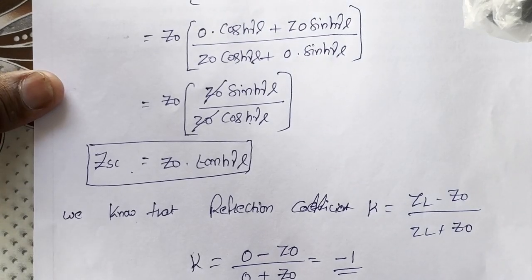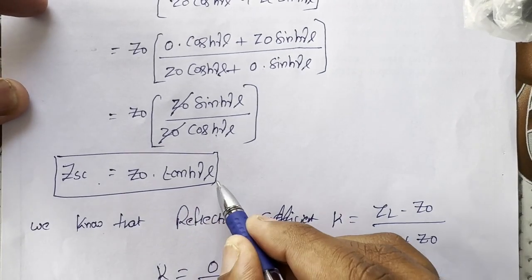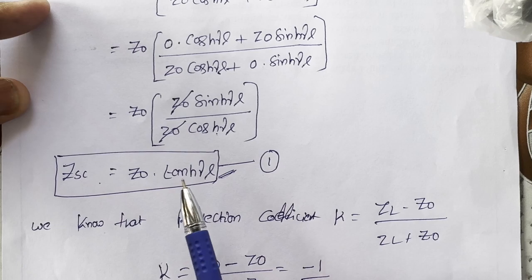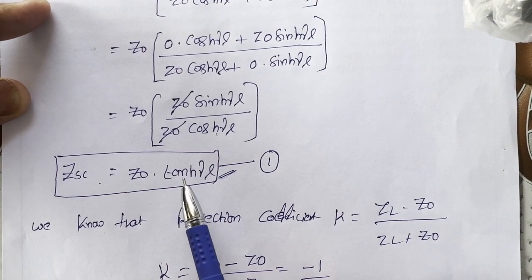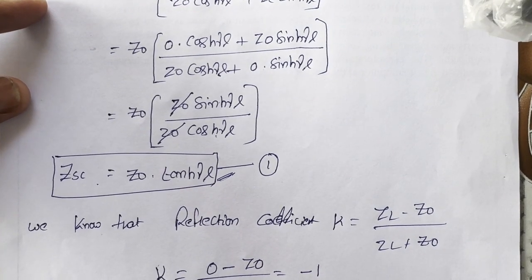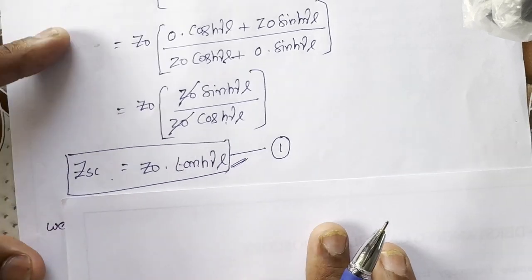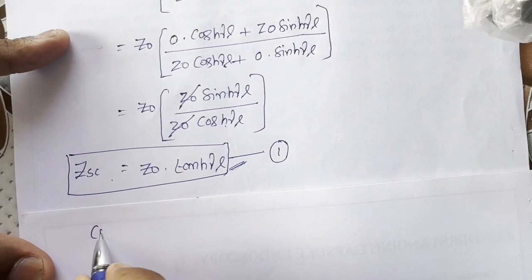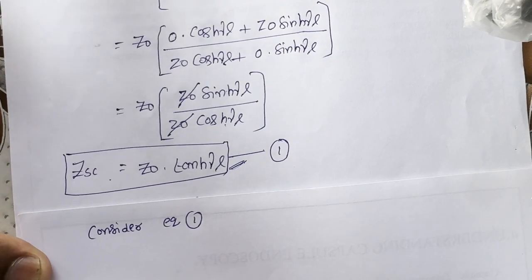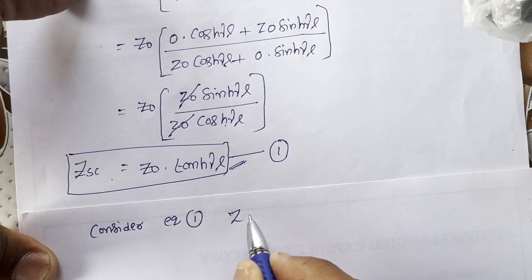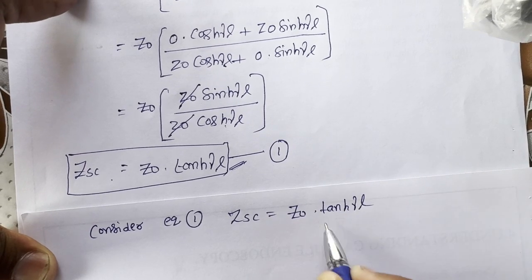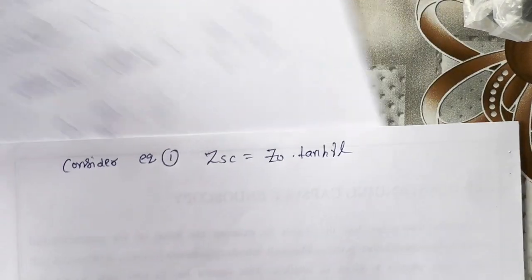Now we have to draw the plots for the short circuited transmission line. To draw the plots, we have to use this equation. I am considering it as equation number 1. Equation 1 is ZSC equal to Z0 into tan H gamma L.